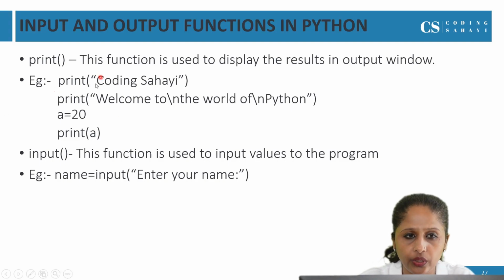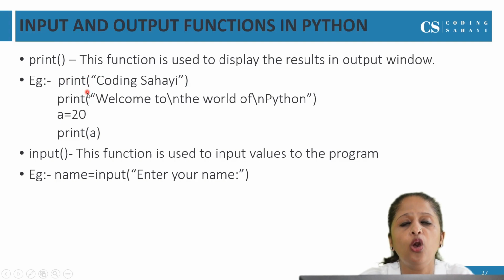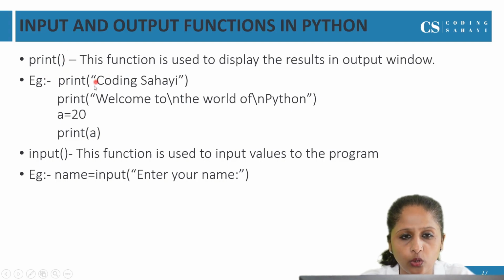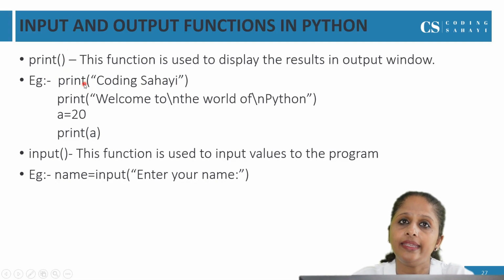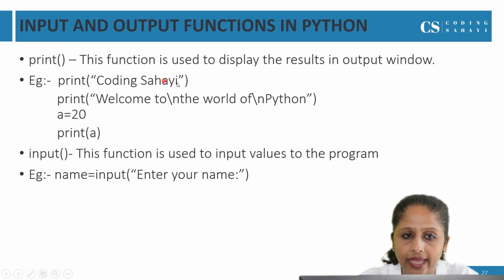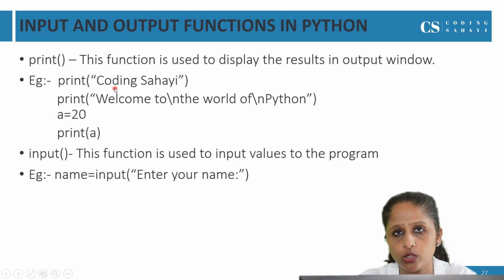Print coding Sahai. In this case, I am giving double quotes. Whenever you write a print statement, after print you have to open a parenthesis, that is, a bracket, and then it should be closed. The syntax of the print statement is print, an opening parenthesis and a closing parenthesis. This is compulsory. Then I am giving double quotes because I want to print coding Sahai in the output window. You can give single quotes also, no problem.